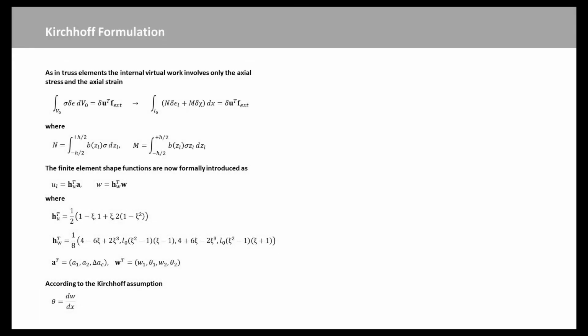Now we introduce the finite element shape functions. In this part, we assume that the beam is slender and that the Kirchhoff assumption holds. A possible matching interpolation is then a quadratic hierarchical interpolation for UL and a cubic Hermitian interpolation for W, with C the isoparametric coordinate along the axis, and nodal arrays. According to the Kirchhoff assumption, theta is equal to dw over dx, and delta AC is the relative displacement at the hierarchical midside node C.